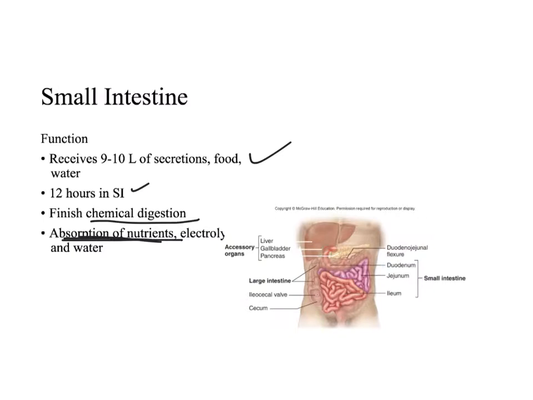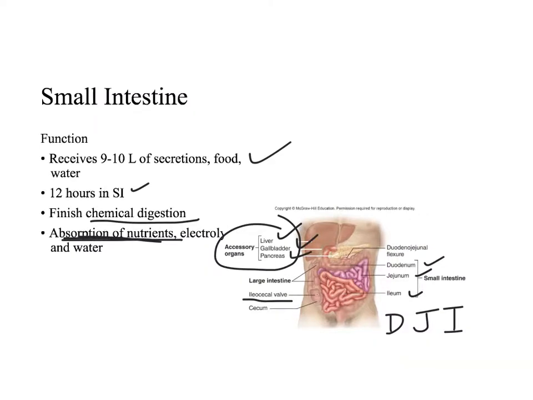Okay, the parts of the small intestine, so I always say, remember D, J, I. So the duodenum is the first part, then the jejunum, and then the ileum. The ileum is the last part before we get to the large intestines. The ileum is connected to the large intestines by the ileocecal valve. The accessory organs, the liver, the gallbladder, and the pancreas are all going to dump their secretions into the small intestines.